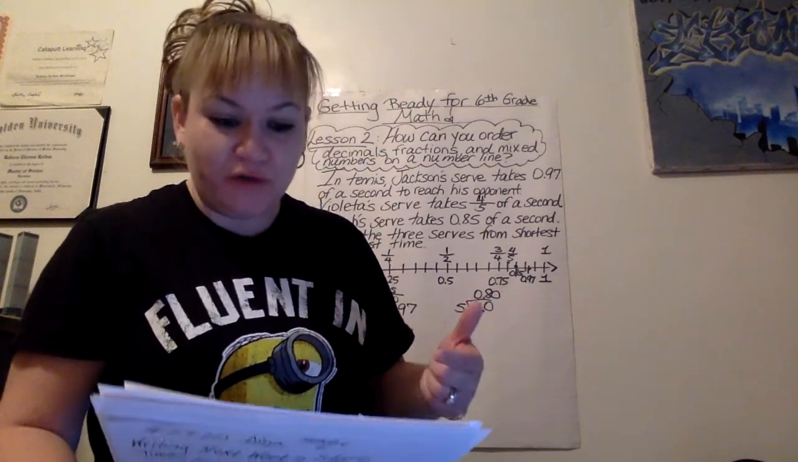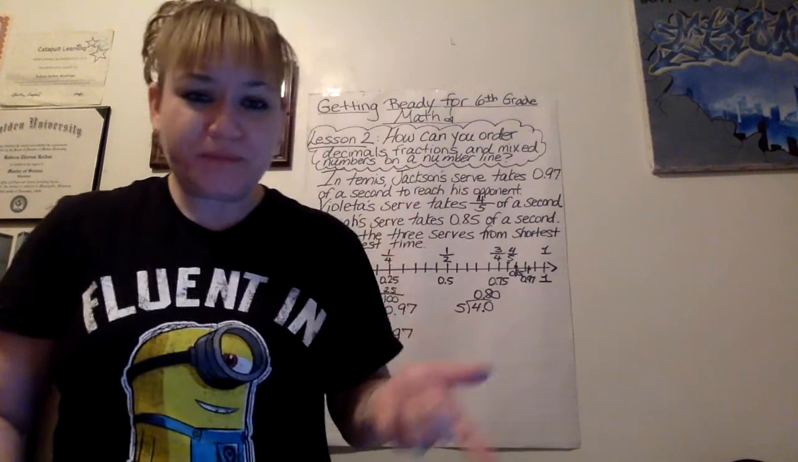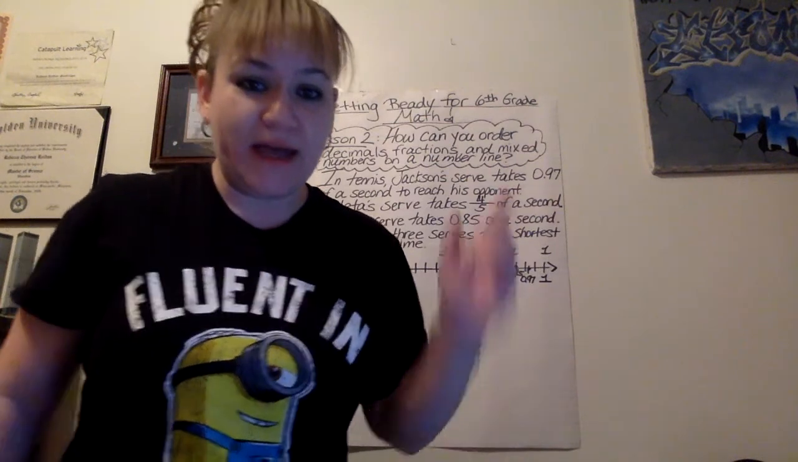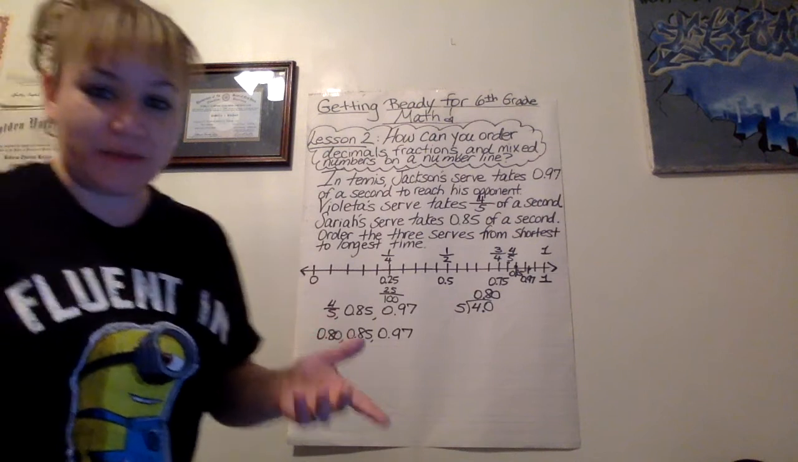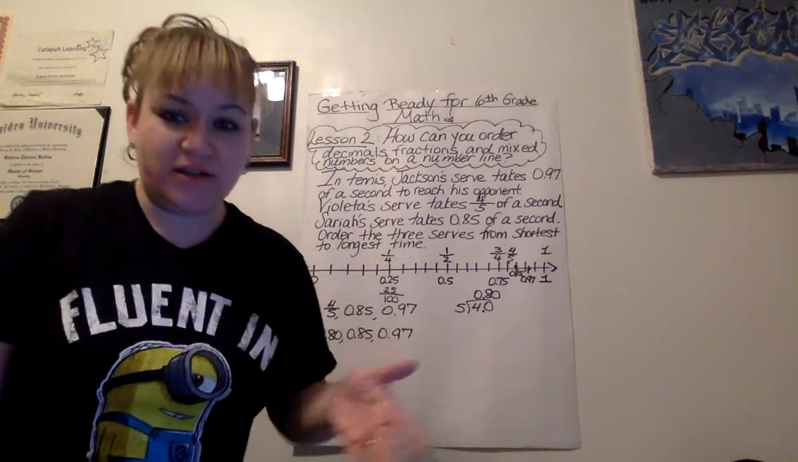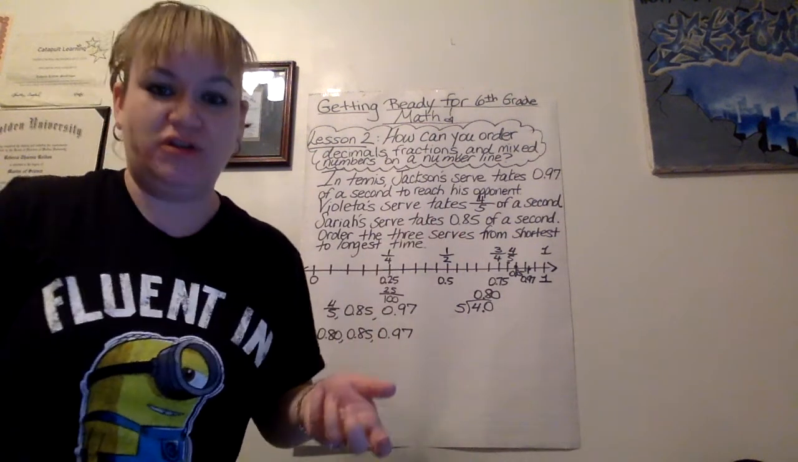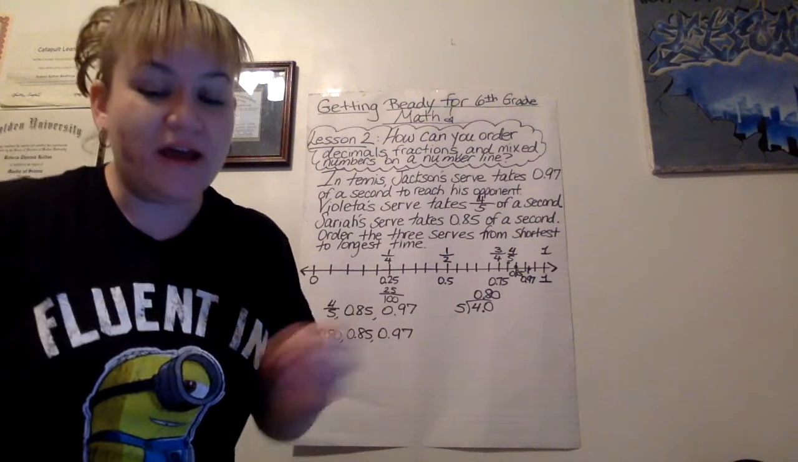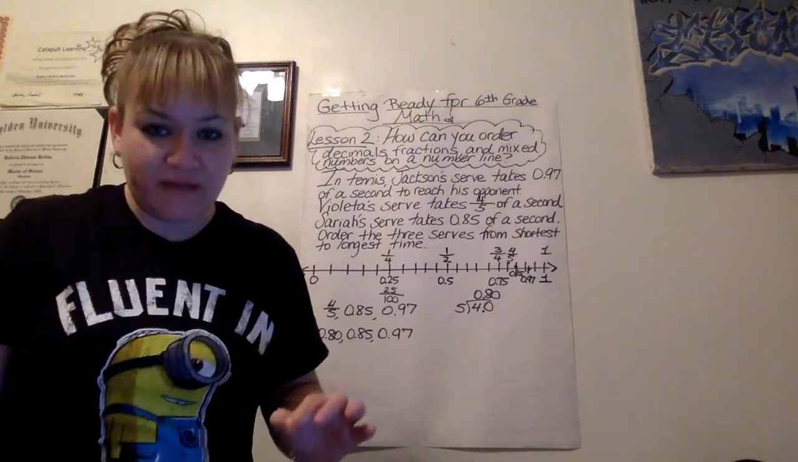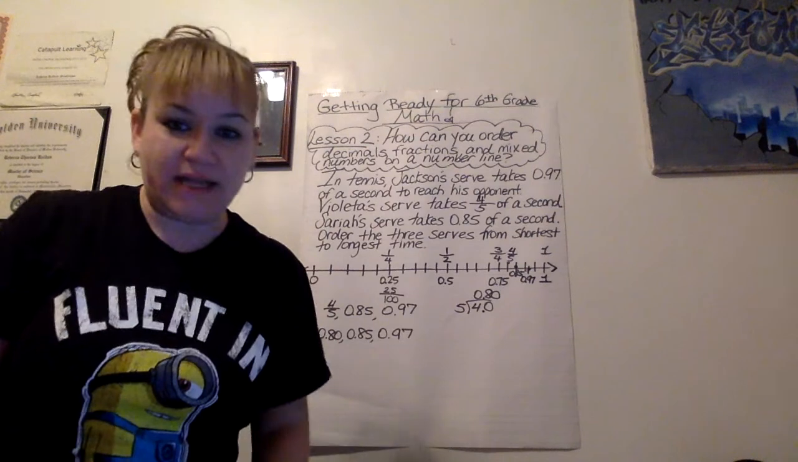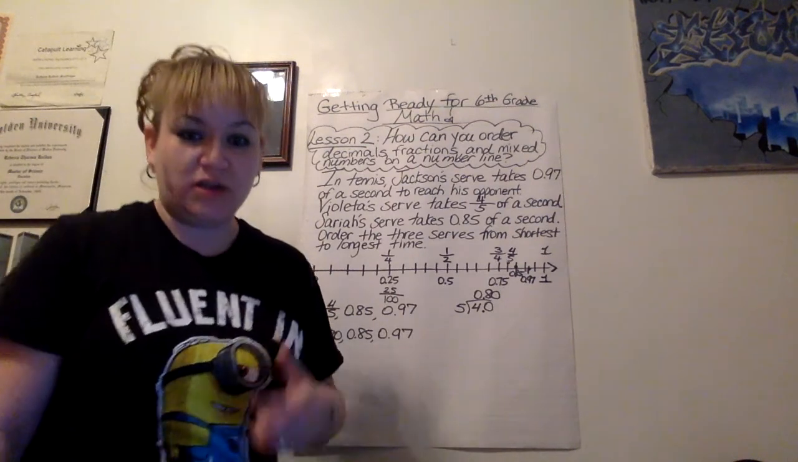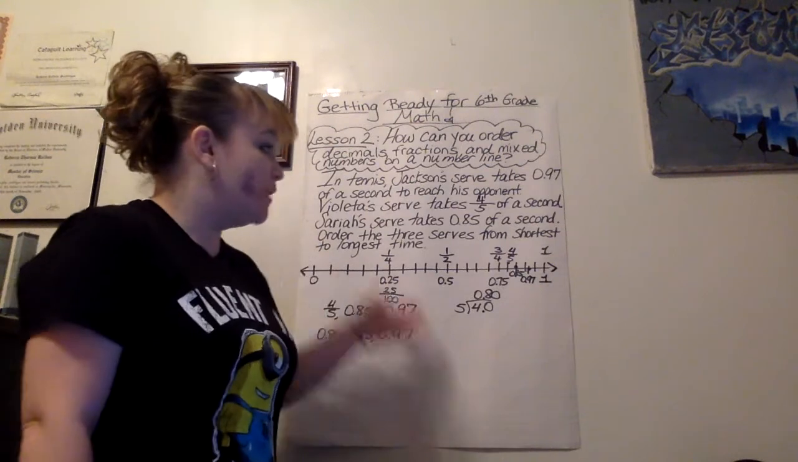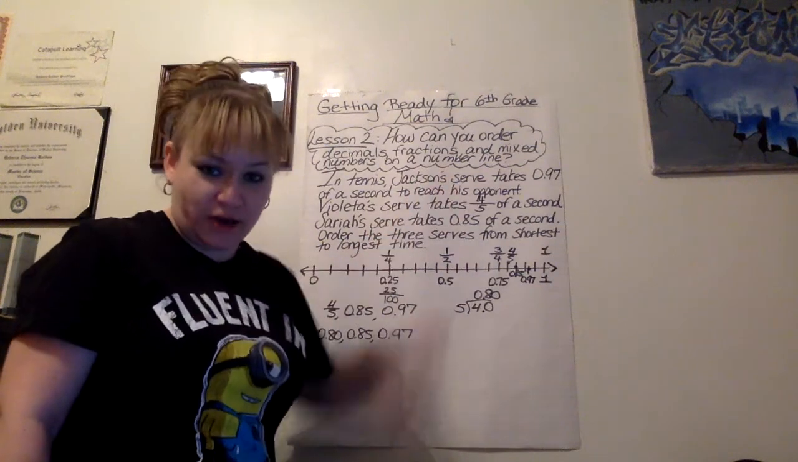So I'm on page 245. I'm doing the unlock the problem, except that I changed the people's names in here to our classmates. So in tennis, Jackson's serve takes 97/100ths of a second to reach his opponent. Violetta's serve takes 4/5 of a second. Soraya's serve takes 85/100ths of a second. Order the 3 serves from shortest to longest time. Okay, so we got 2 decimals here and a fraction.